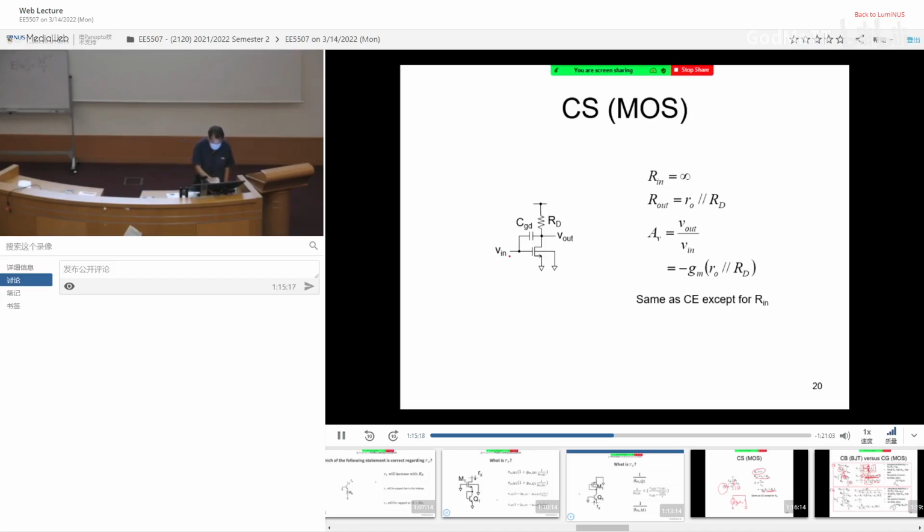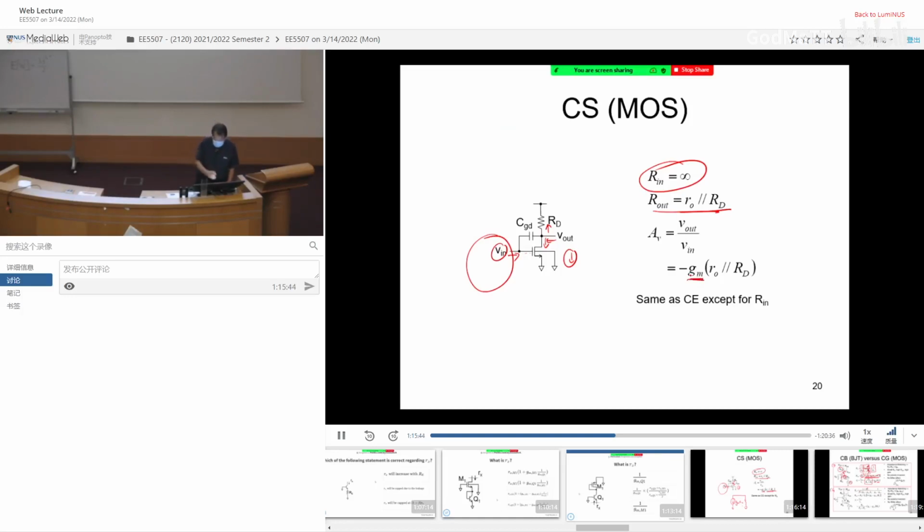So for this guy, if you look into the input, you see infinity. The output resistance, you look into here, you will see RD parallel with R0. So it's the same thing. Now for the gain, we didn't have very complicated biasing network. If you have biasing network, it's not that difficult to figure out. But here, the Vin directly appear at the gate. So right away, it modulate the current source. So there's a GM here.